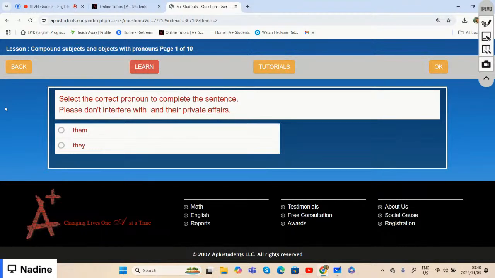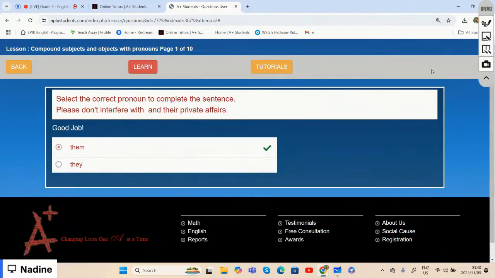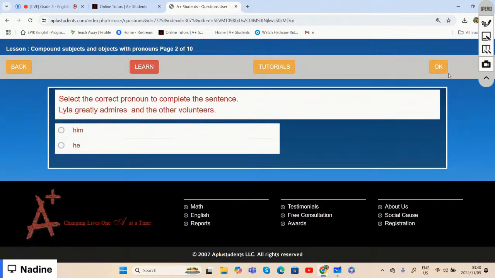And if we were to choose our correct option, then we'll say, please don't interfere with them and their private affairs. All right, them, option one. It's like saying, mind your business.